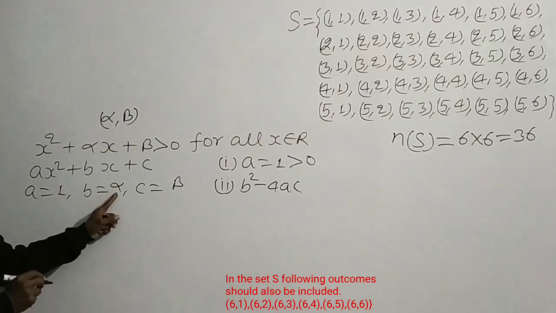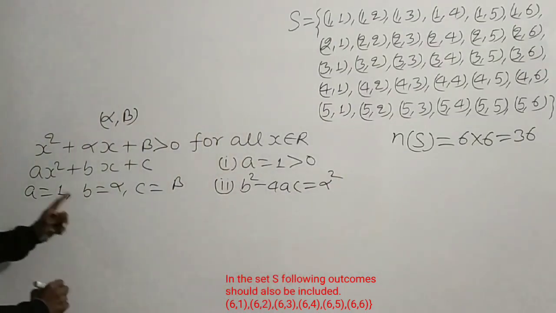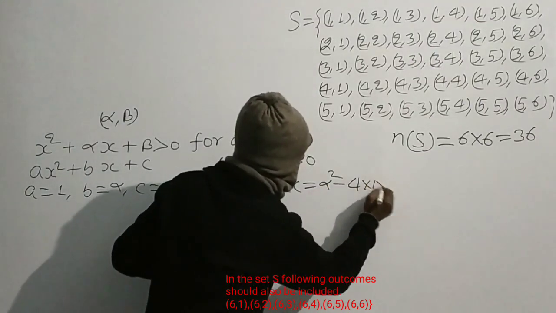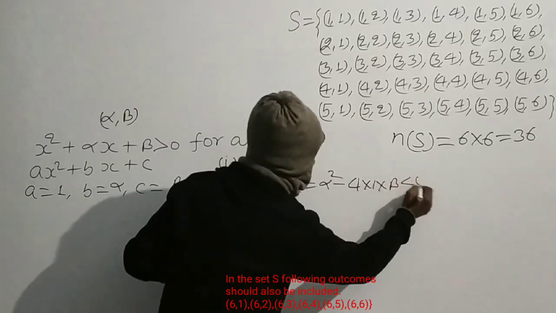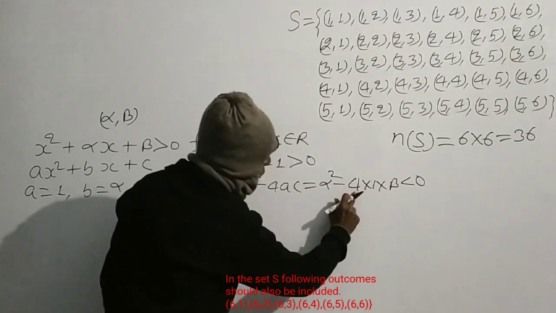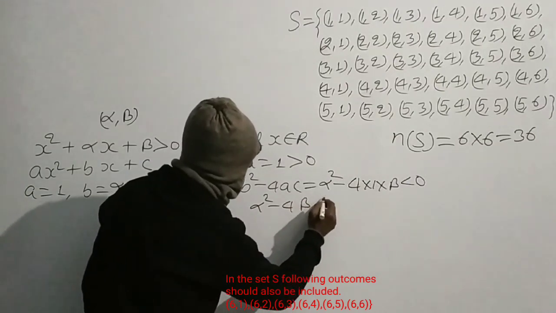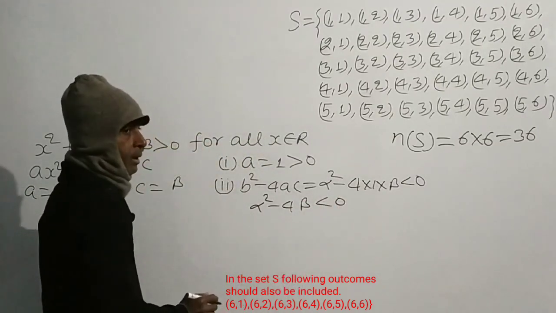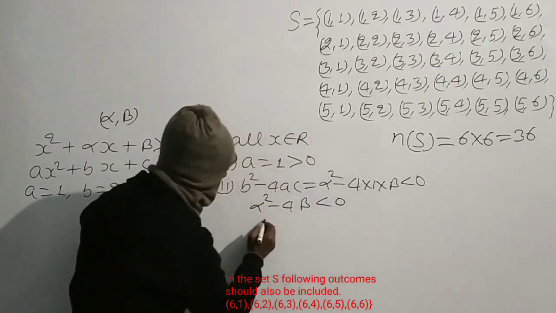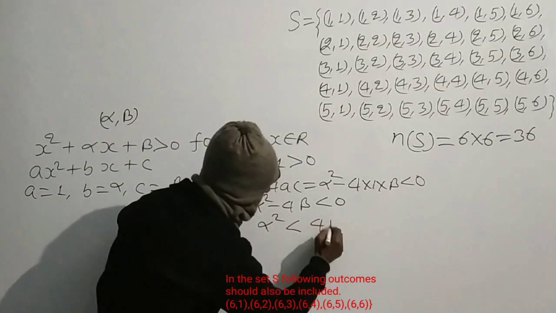B square means alpha square, minus 4 times 1 times beta, should be negative. That means alpha square minus 4 beta should be negative. That means alpha square should be less than 4 beta.